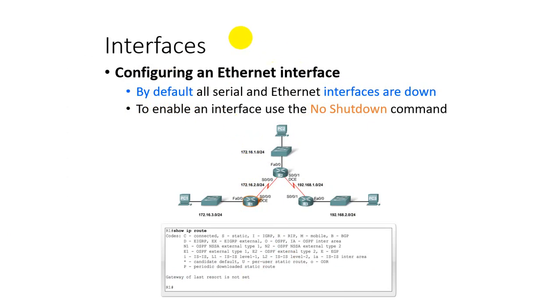To configure the Ethernet interface, by default all serial and Ethernet interfaces are down. To enable an interface, use the no shutdown command. So we need to issue the no shutdown command so that the interfaces will be enabled. By default, these are all shut down. Okay, if we look at show ip route, we don't have any route currently configured in R1.